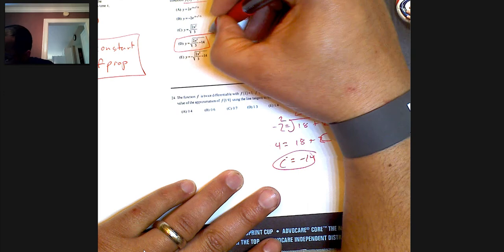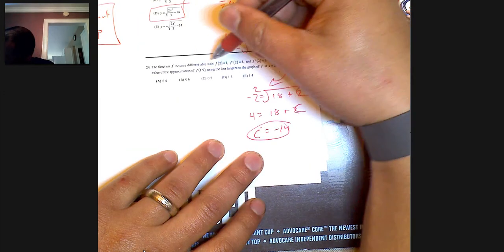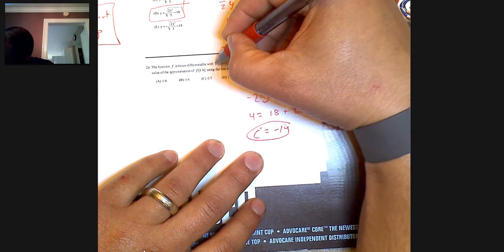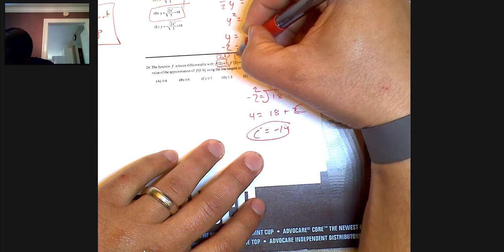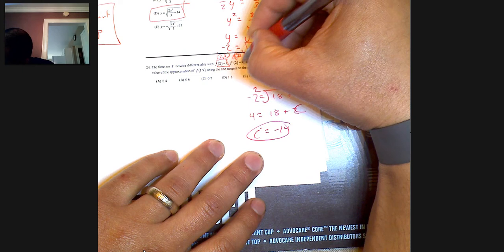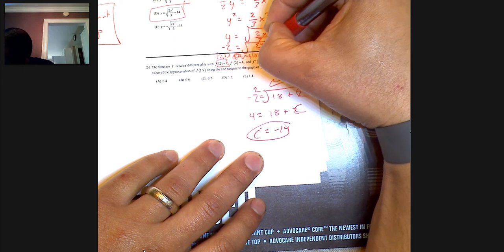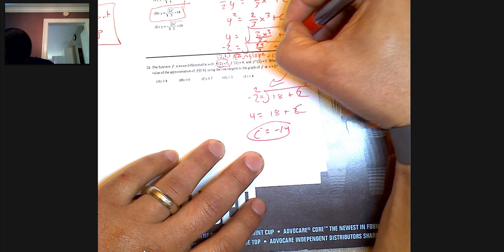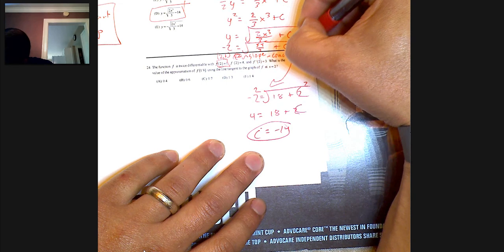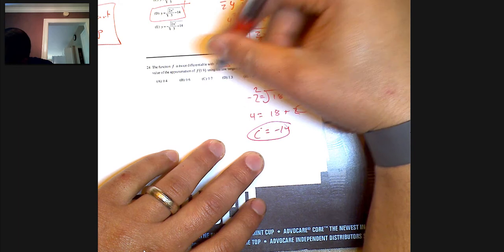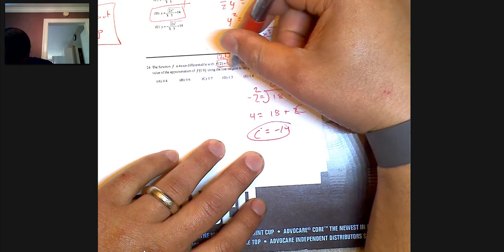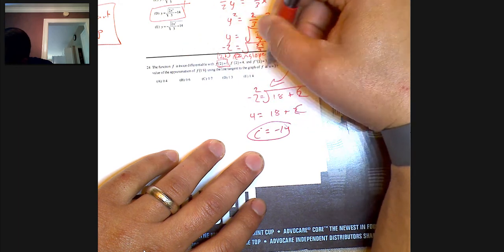Okay. Function f has a twice as... Okay. So, that's a point (2, 1). The slope at 2 is 4. It's concave up. What is the value of the approximation using the line tangent of f at 1.9, using the line tangent to the graph of f at x equals 2?